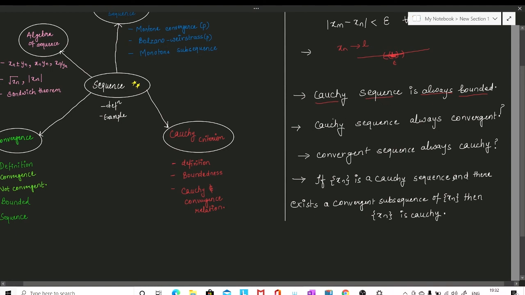So now the question comes: are Cauchy sequences always convergent? In this question, you need to find the answer. Is it true? Is it false? And similarly, are convergent sequences always Cauchy? Is it true? If it is true, you need to write a proof for that. And then there comes a little theorem that if xn is a Cauchy sequence and there exists a convergent subsequence of xn, then xn is convergent. It is very easy, but you should definitely write a proof for this to get a better understanding about Cauchy sequences and convergent sequences. That's how we end the topic sequences.